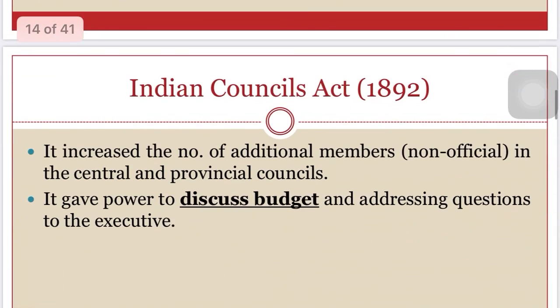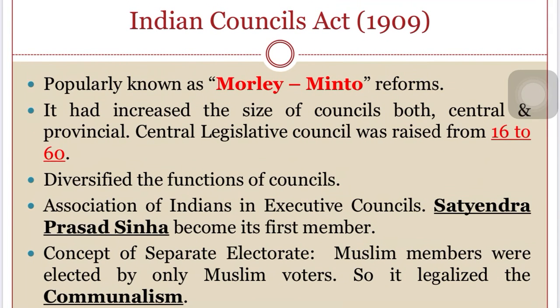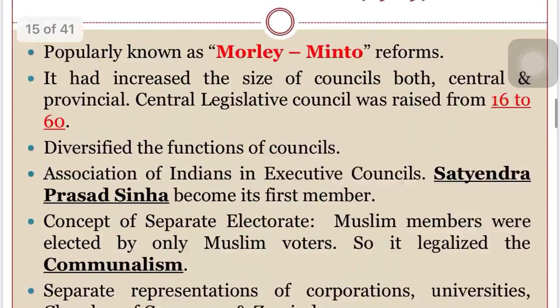Now the Indian Councils Act 1892 discussed the budgets. Then 1909, the Morley-Minto reform, increased the Legislative Council from 16 to 60, diversifying the functions of the council. Satyendra Prasanna Sinha became the first Indian member of the Executive Council. Communalism was introduced through the concept of separate electorates, where Muslim members were elected only by Muslims. This legalized communalism, which started after 1909.